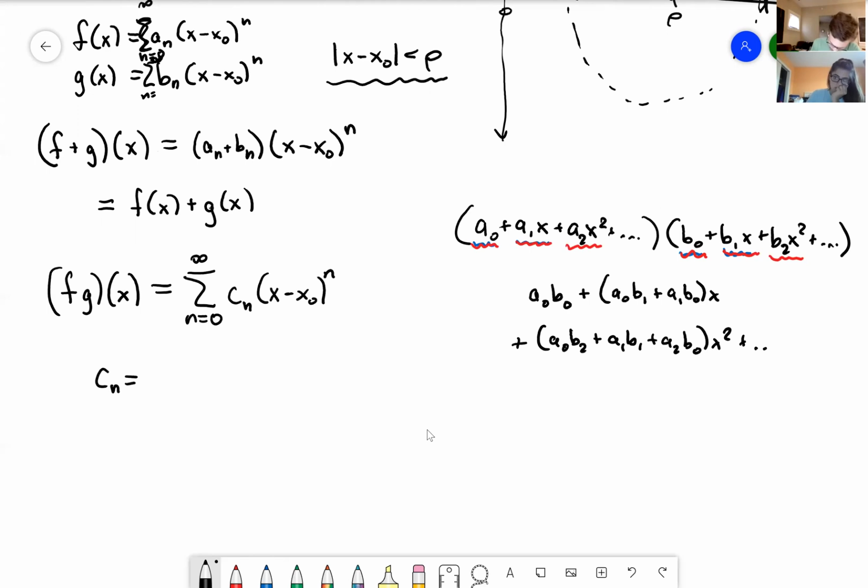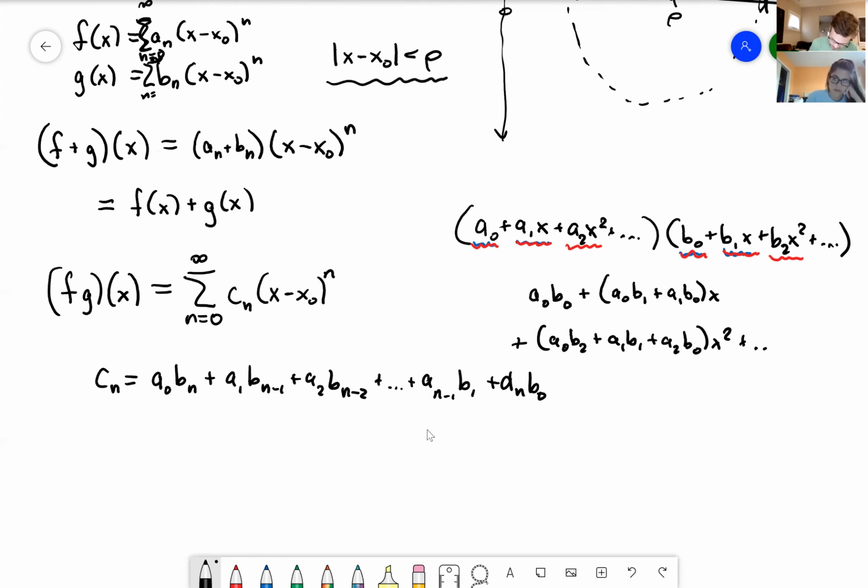And so the c_n is going to be equal to, in general, a0 b_n plus a1 b_(n minus 1) plus a2 b_(n minus 2) plus dot dot dot plus a_(n minus 1) b1 plus a_n b0. We go in opposite directions, adding and multiplying together. That's a little more complicated rule than we had for addition and subtraction. But we at least have a rule, so we know what to do.